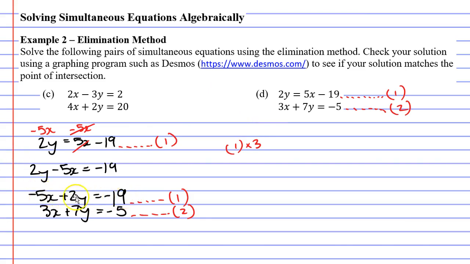This is equation 1 here. So what's 5x times 3? That's 15x, or sorry, negative 15x. Remembering I need to do it to every single term, so I also need to multiply 2y by 3. That'll become 6y. And then finally, negative 19 times 3, which is negative 57.